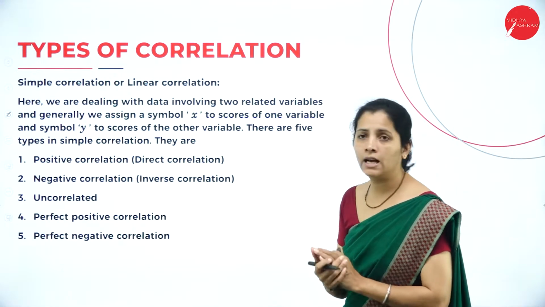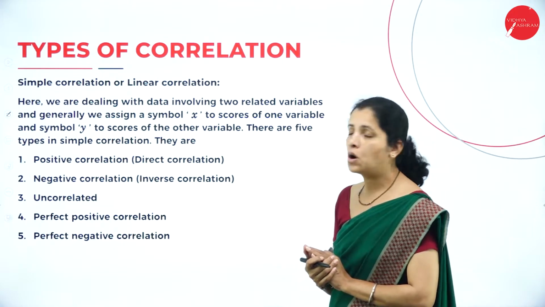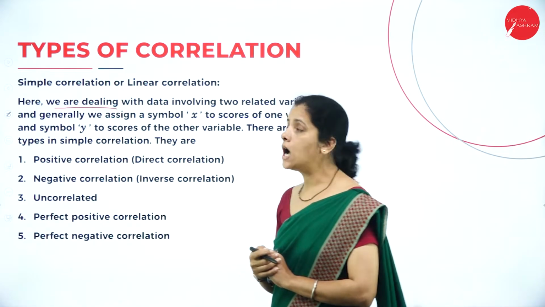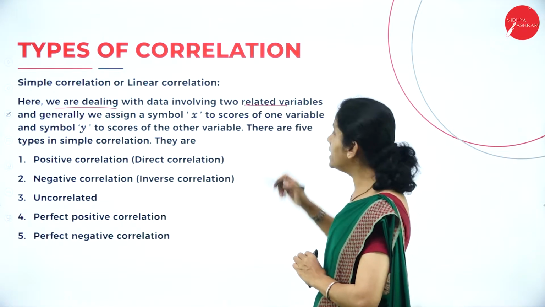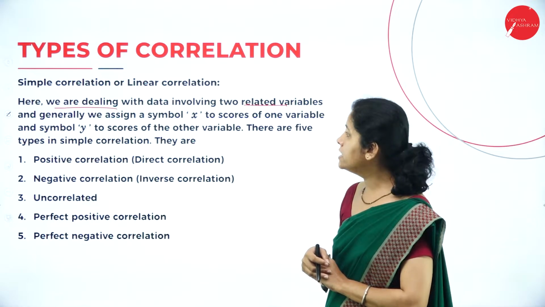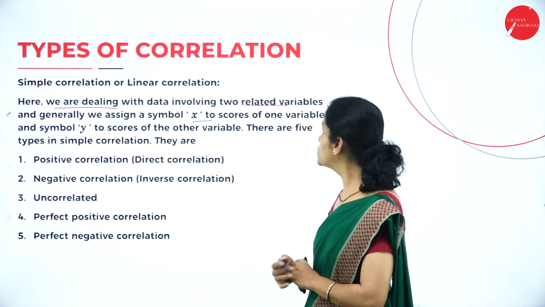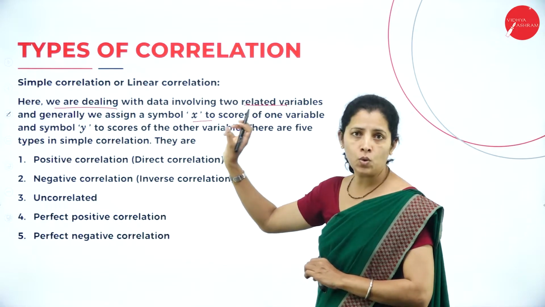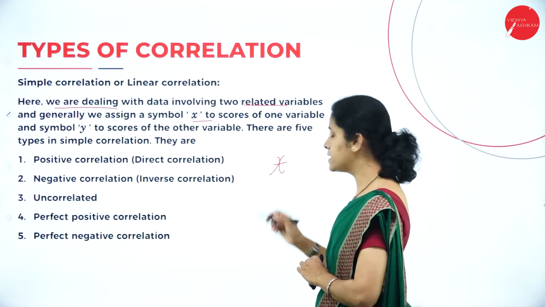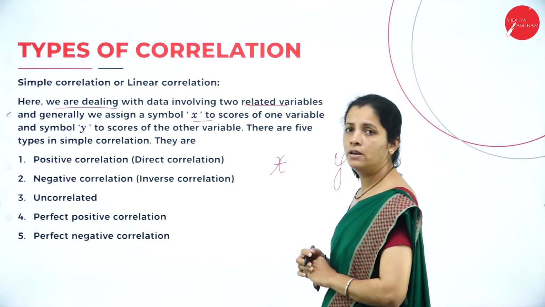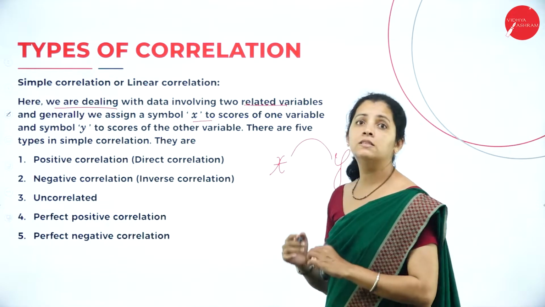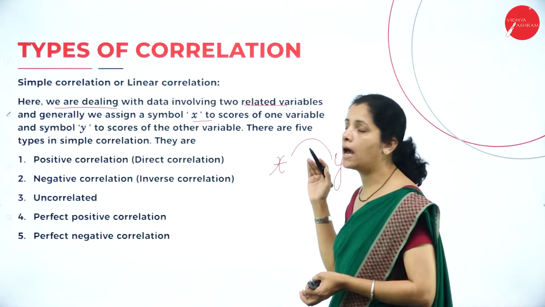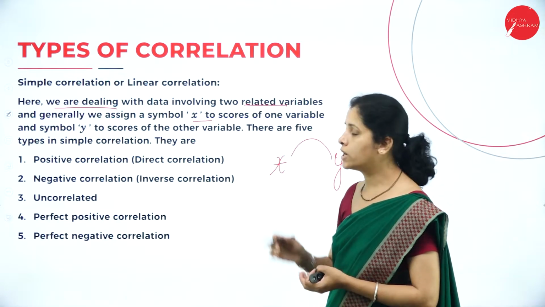Now dear students, if I consider simple correlation or linear correlation, here we are dealing with data involving two related variables, and generally we assign the symbol X to the score of one of the variables and Y to the other. So in simple correlation, I'm going to have two variables, say X and Y, and how these variables are related to each other, what is the relationship, that is known as simple or linear correlation.